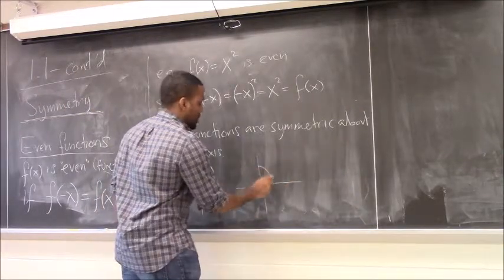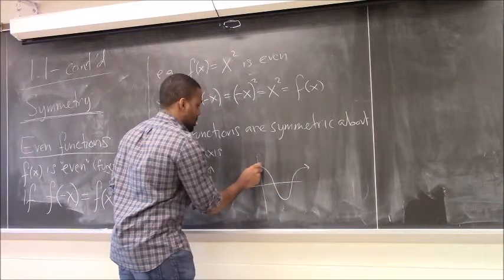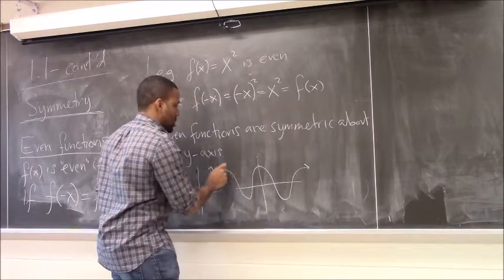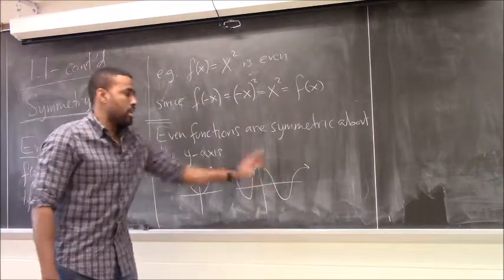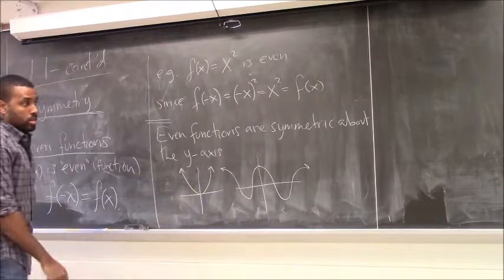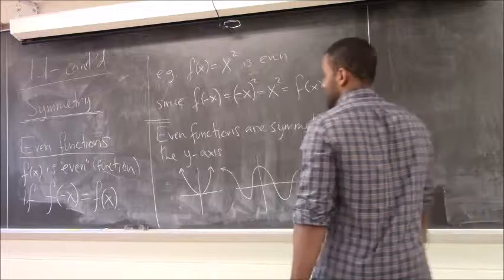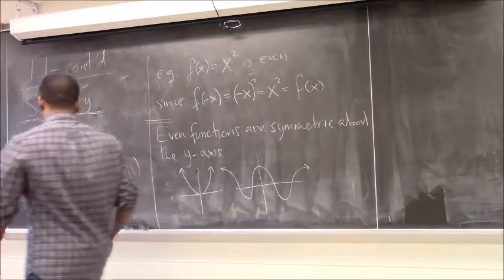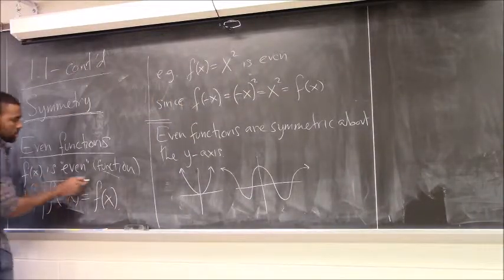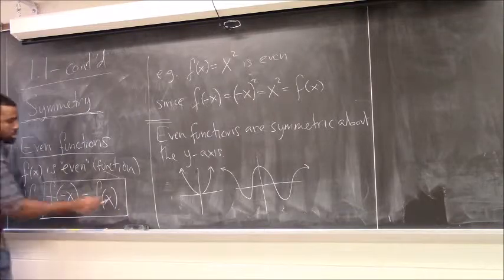You also look at a function like this. That's an even function. The right side is the mirror image of the left side. These are called even functions. And you can prove that a function is even by taking advantage of this equation. Replacing x's with negative x's makes no difference.